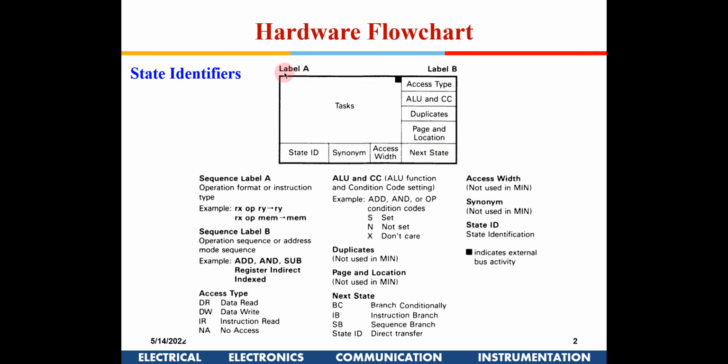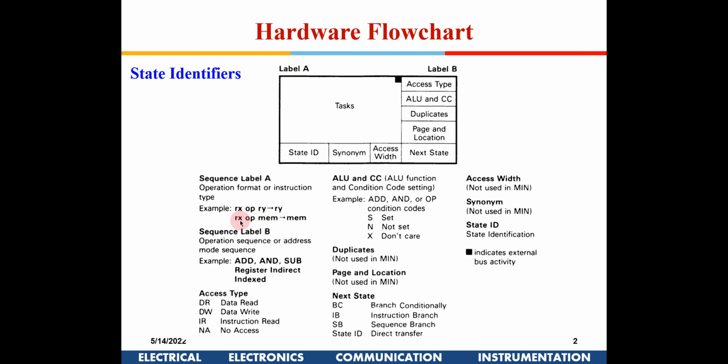Okay, so the first one on top out here is label A. This we already did, where we indicate whether it is a register to register operation or register to memory operation, and also this arrow indicates the final answer. Here in this particular case, Rx op Ry means the operation is to be done between Rx and Ry, and the final result is to be stored in Ry. So this is to be clearly indicated out here.